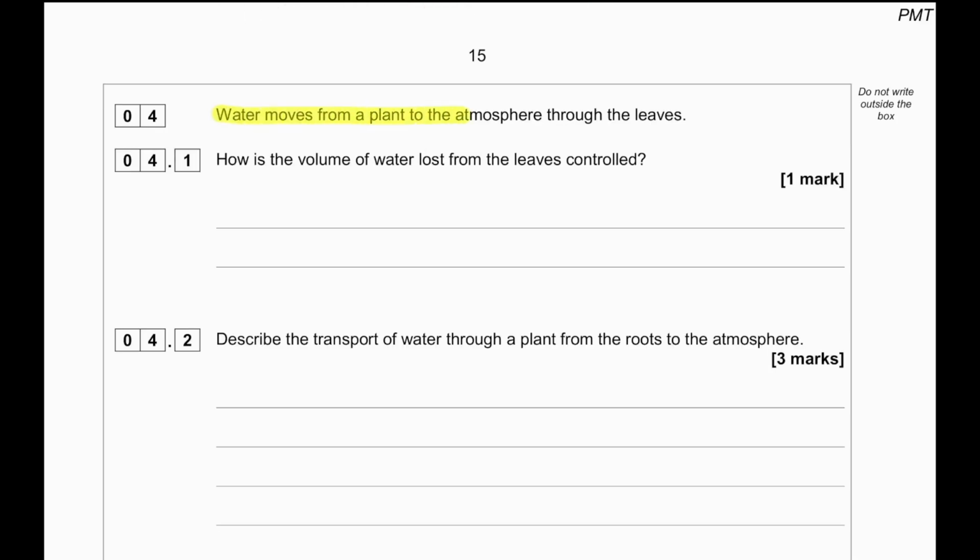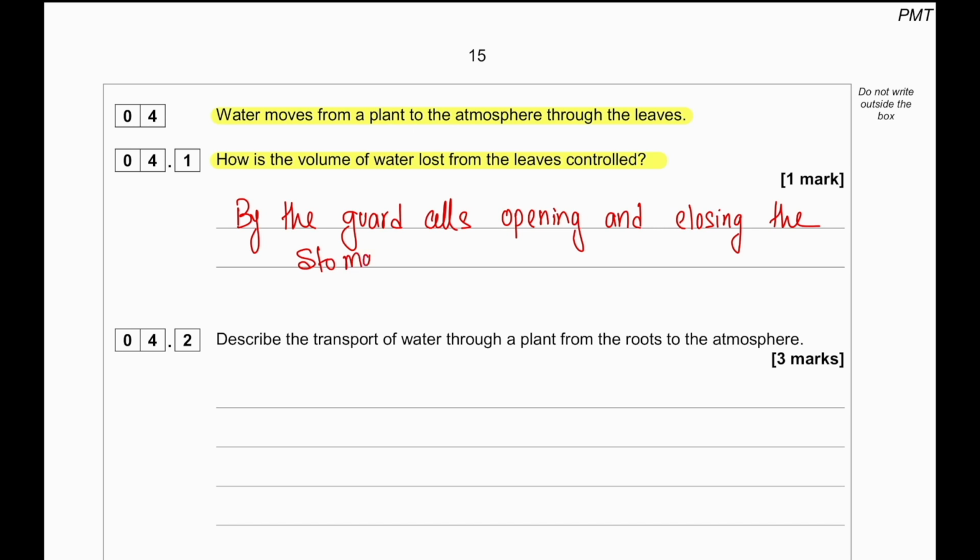Water moves from a plant to the atmosphere through the leaves. How is the volume of water lost from the leaves controlled? Water is lost as water vapor from leaves. It is lost through the stomata mainly. Majority of it, at least 99.99% of it, is lost through the stomata. And the plant can control the stomata by opening and closing it, and it does it by using the guard cells.